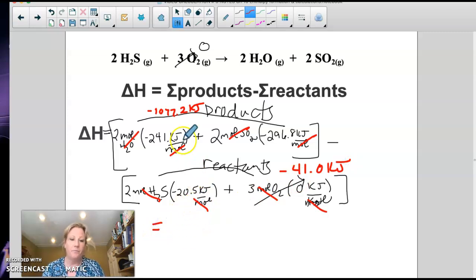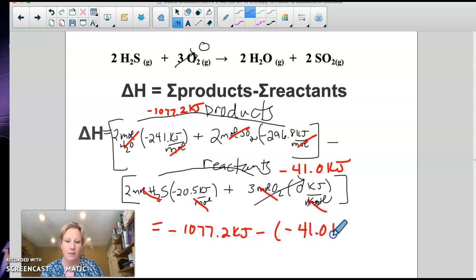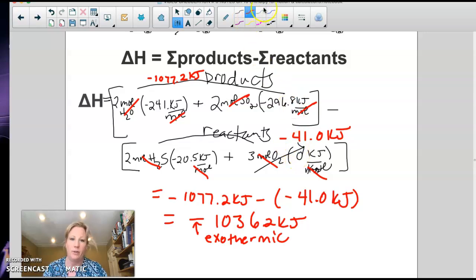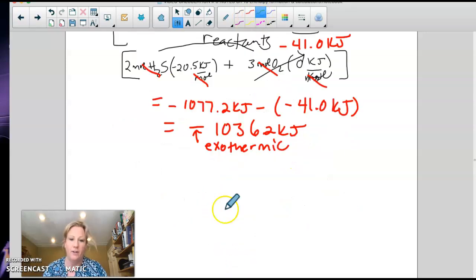Then you do have to keep track of the sign, so it's the sum of the products minus the sum of the reactants. So it's a negative 1077.2 minus a negative, so that becomes positive. You should end up with negative 1036.2. And that should tell you that that's exothermic. You're not asked to, but it's good review if you're interested. If you're not interested, you can just be done with the video.